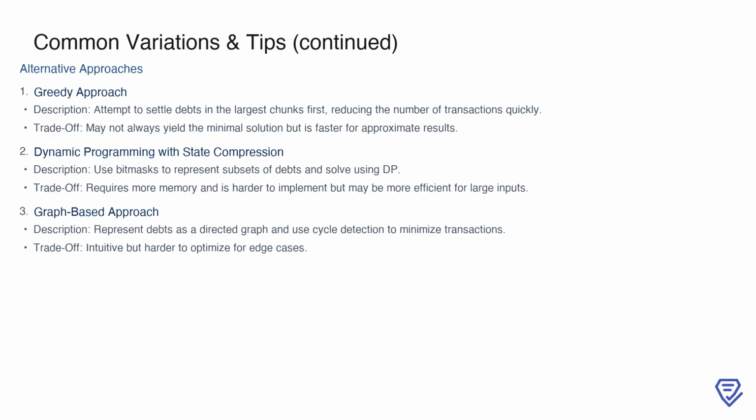Lastly, a graph-based approach models debts as a directed graph, where you can use cycle detection to minimize transactions. This method is intuitive and visually represents the problem well, but optimizing it for edge cases can be challenging. Each of these approaches offers unique insights and is worth exploring based on the constraints and requirements of the problem at hand.